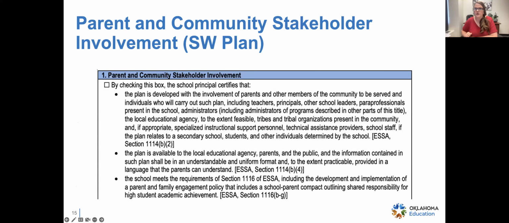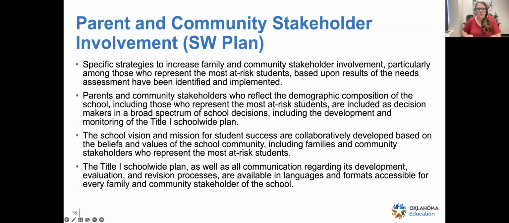So the first portion we're going to walk through is the parent and community stakeholder involvement. And remember, in both plans, there's going to be a checkbox that you're going to want the principal to check to ensure that you are meeting the intent and purposes of ESSA. And then let's talk about the meeting expectations portion for this section.